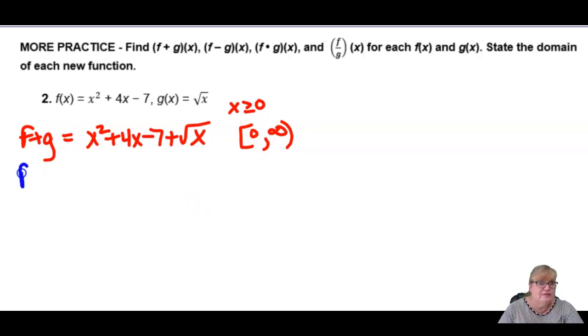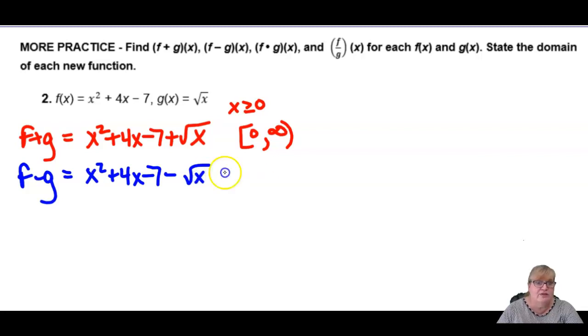If we subtract, we just write the f of x minus the g of x. And it's the same thing. Underneath the radical has to be 0 or greater.